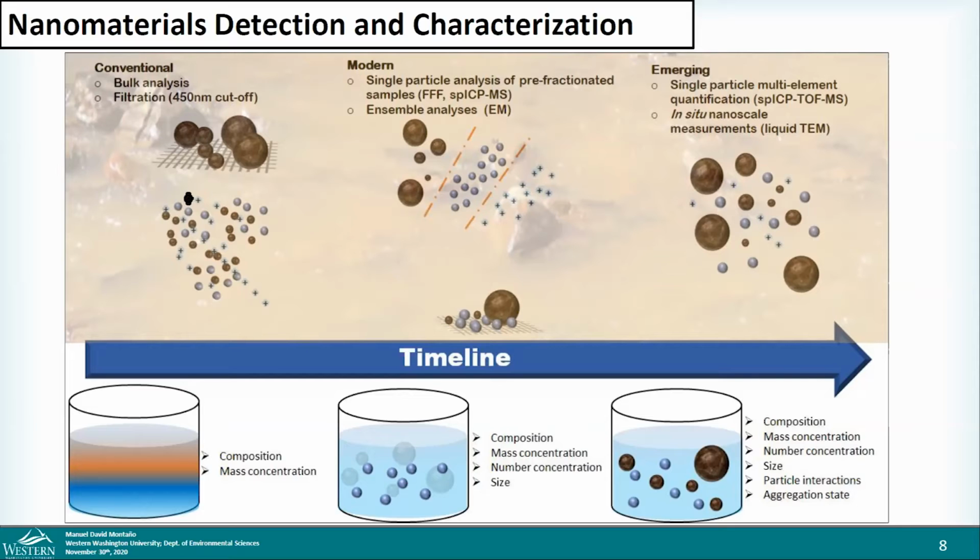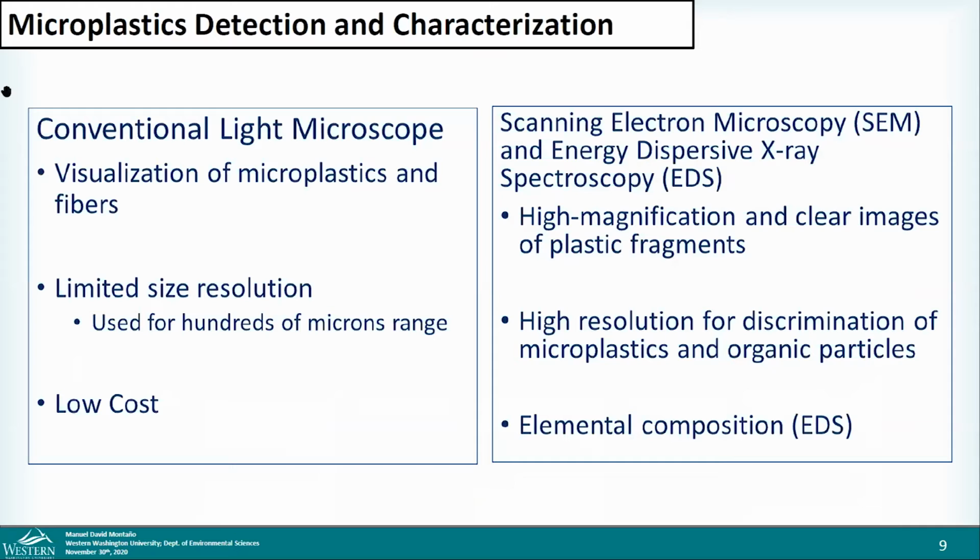Now, when it comes to microplastics, we're a little, I wouldn't say behind the curve, but we're struggling to catch up to the levels of accuracy and precision that we need. So the common techniques that we use for microplastic identification, conventional light microscopy is the most common, where we just visualize microplastics. But as you can imagine, this has a very limited size resolution, despite being low cost.